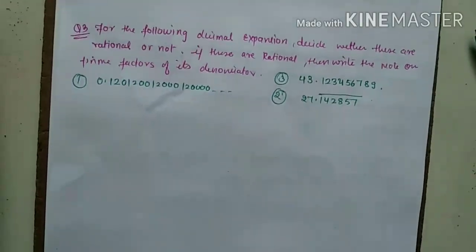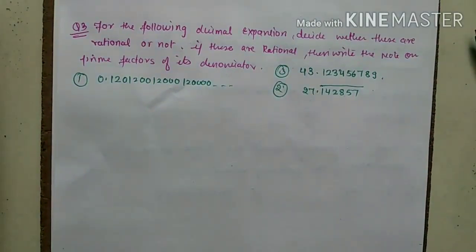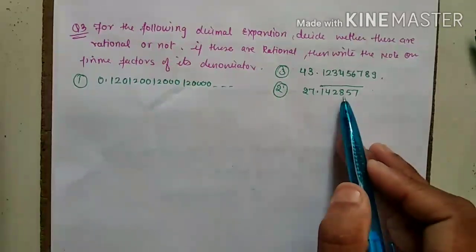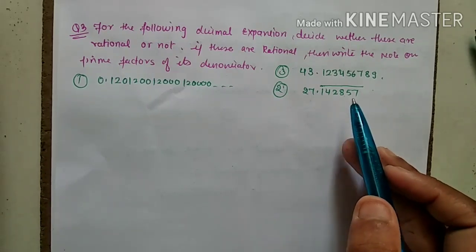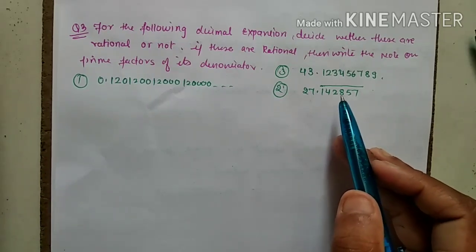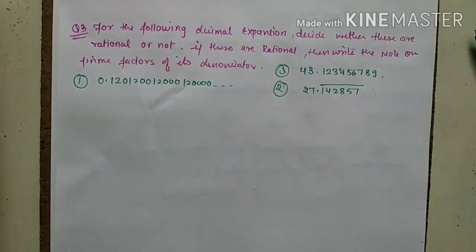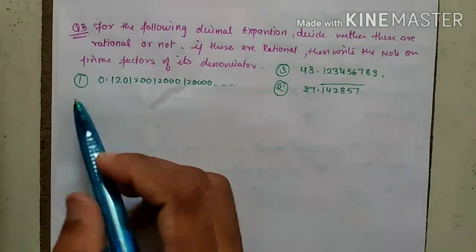Now come to the third question, which is the last question of this. For the following decimal expansions, decide whether these are rational or not. First, by seeing the terms, you have to decide whether this is terminating or not, rational or not. If these are rational, then write the note on the prime factors. Just see how to do the solution. First I am solving here.